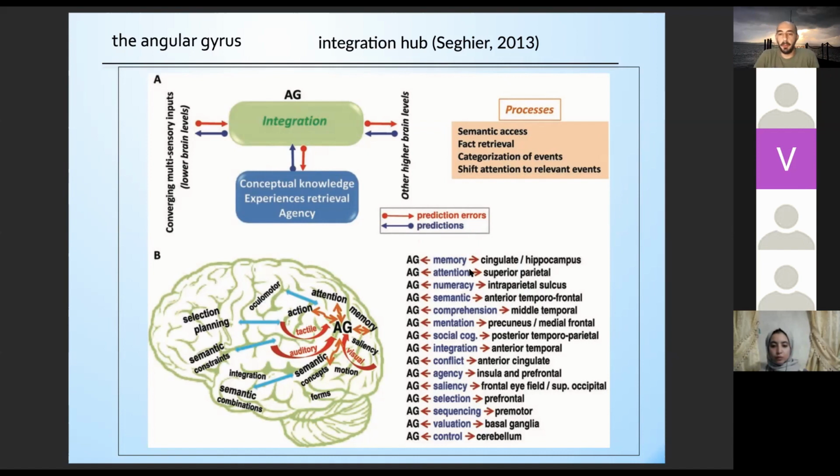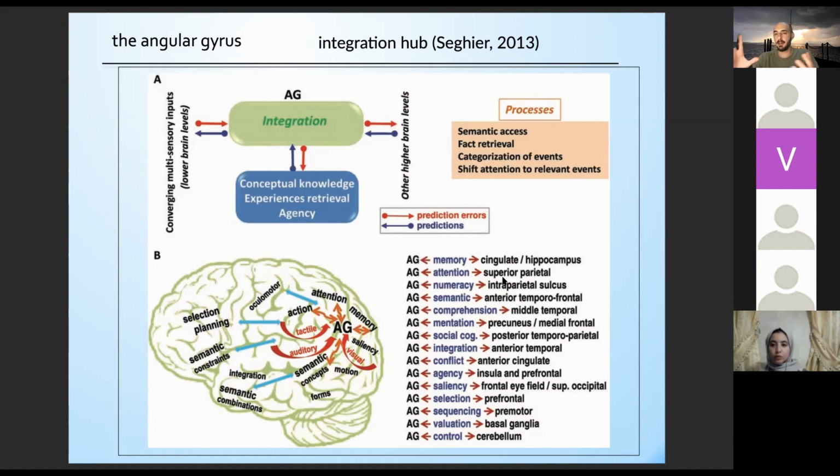So he proposes that also with some kind of predictive coding, right? It modulates all these networks communicating with, for instance, the hippocampus for the memory, the attention on the superior parietal, the numeracy intraparietal sulcus. So many people claim that the numeracy faculty is actually in the intraparietal sulcus rather than the angular gyrus, and the angular gyrus is just modulating this kind of information. Semantic, anterior temporal frontal, comprehension, middle temporal, and a lot of other stuff, okay?